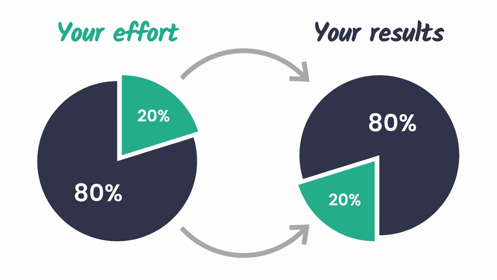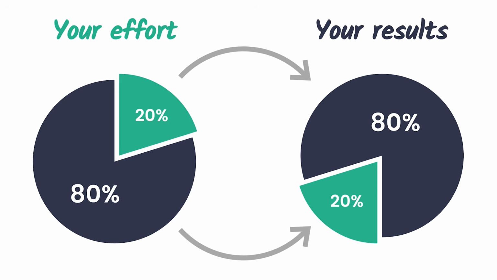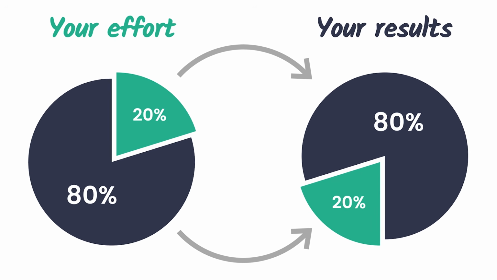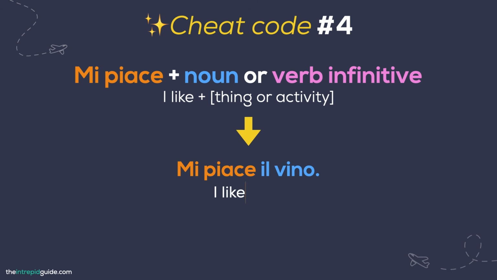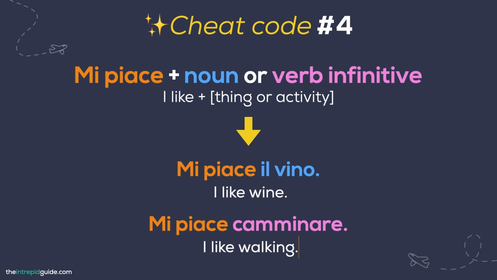Now, this is the 80-20 method applied again. That is, learn the top 20% of grammar that you need to unlock 80% of real conversation. Now, there are plenty of frameworks that you can use, and here are just 3 to get you started. Mi piace plus a noun or the infinitive verb. You can use this to say things like I like plus a thing or an activity. For example, Mi piace il vino. I like wine.